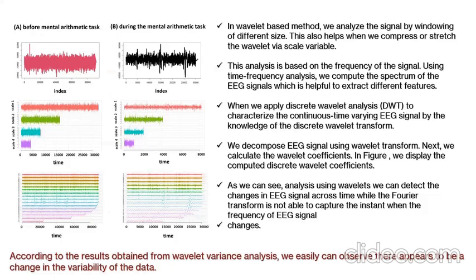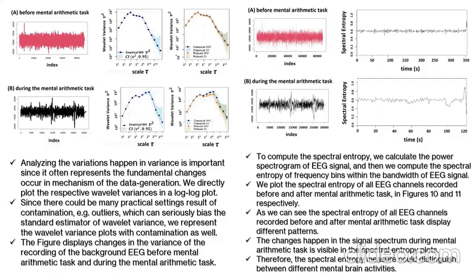According to the results obtained from wavelet variance analysis, we can easily observe there appears to be a change in the variability of the data. Analyzing the variations that happen in variance is important since it often represents fundamental changes in the mechanism of the data generation. We directly plot the respective wavelet variance in a log-log plot.